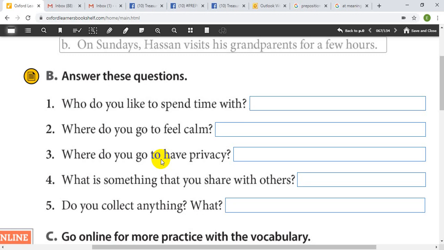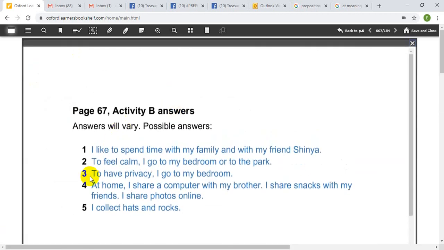Alright, let's have a look at the possible answers. So who do you like to spend time with? I like to spend time with my family, with my friend Shinya. To feel calm, I go to my bedroom or to the park. Question number 3, to have privacy, I go to my bedroom. It can be any other place as well. Okay, you can say garden, you can say a cafe, or you can say study room, anywhere.